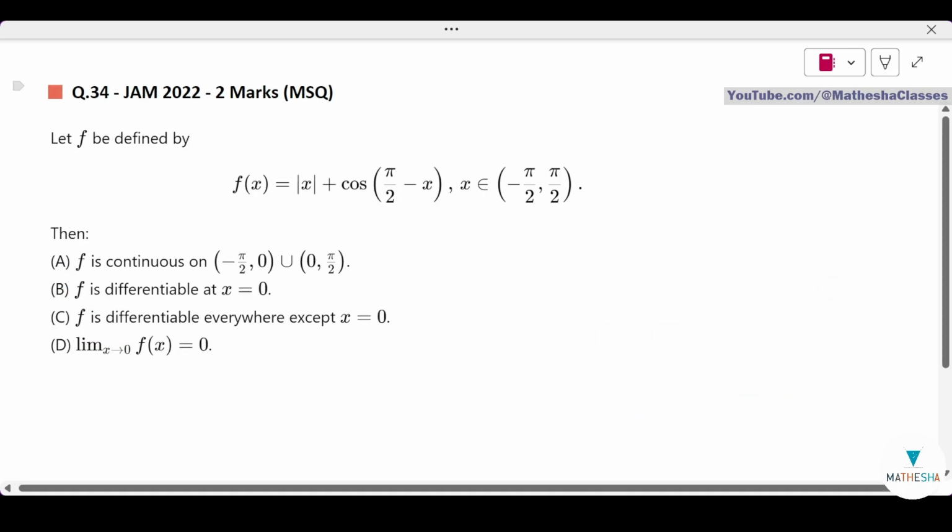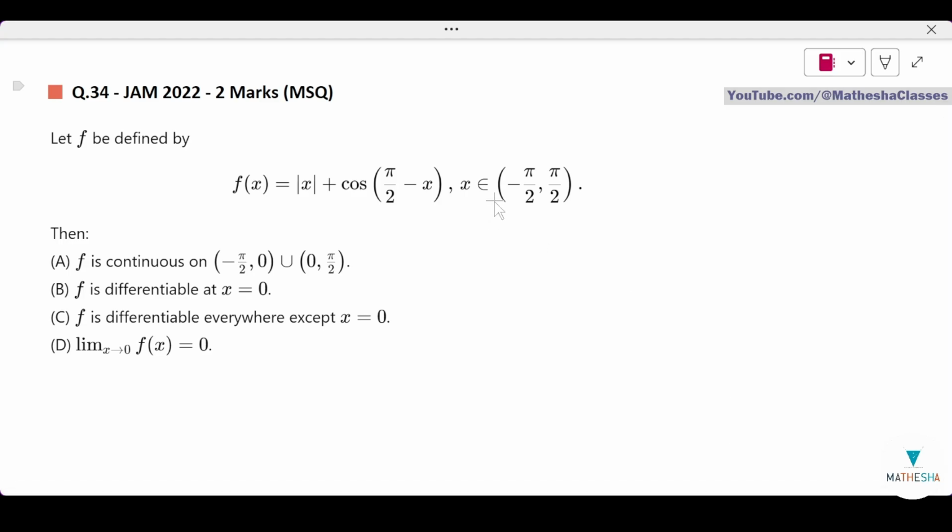Next question, a similar question from JAM 2022. Here a function f is defined as mod x plus cos of pi by 2 minus x for all values of x inside the open interval minus pi by 2 to pi by 2. Four options are given. First one, f is continuous on minus pi by 2 to 0 open interval union 0 to pi by 2 open interval.